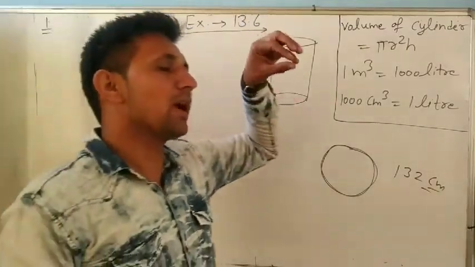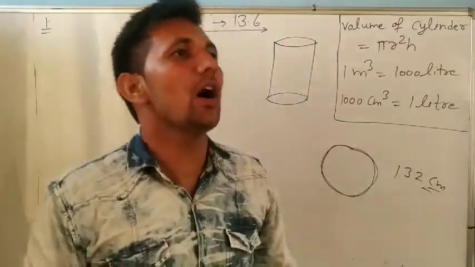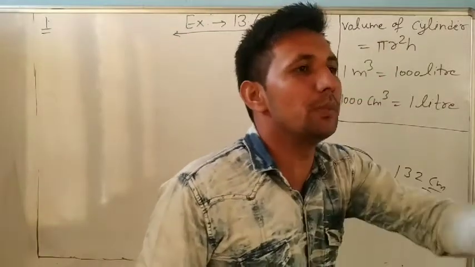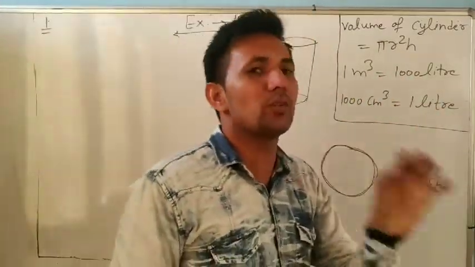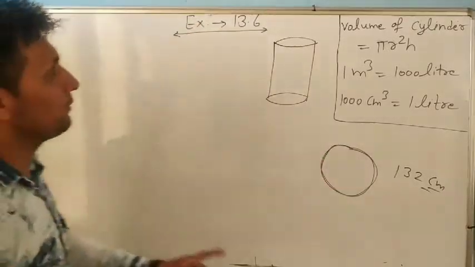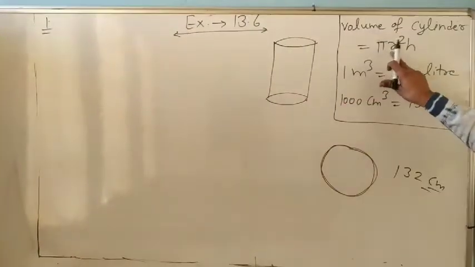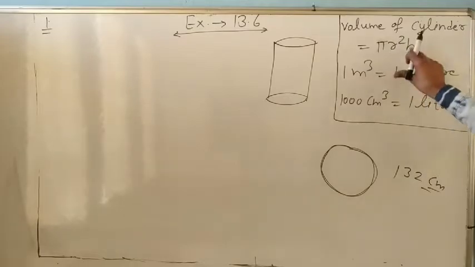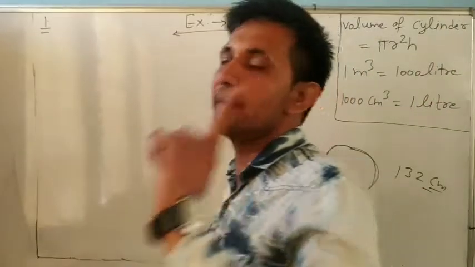Whenever the question asks what is the capacity, how much water it can hold, how much milk it can hold, it means we have to find the volume. If you want to find volume, we need pi r square h. R we don't know, h is given. So first we will find the radius.